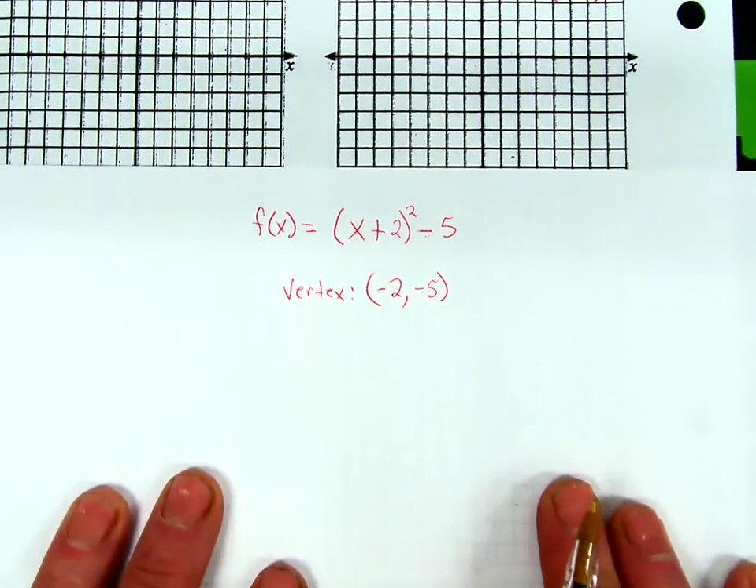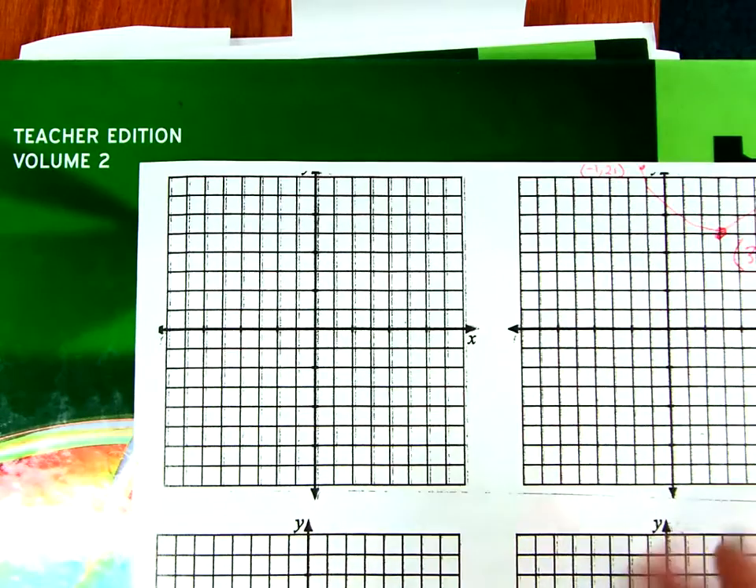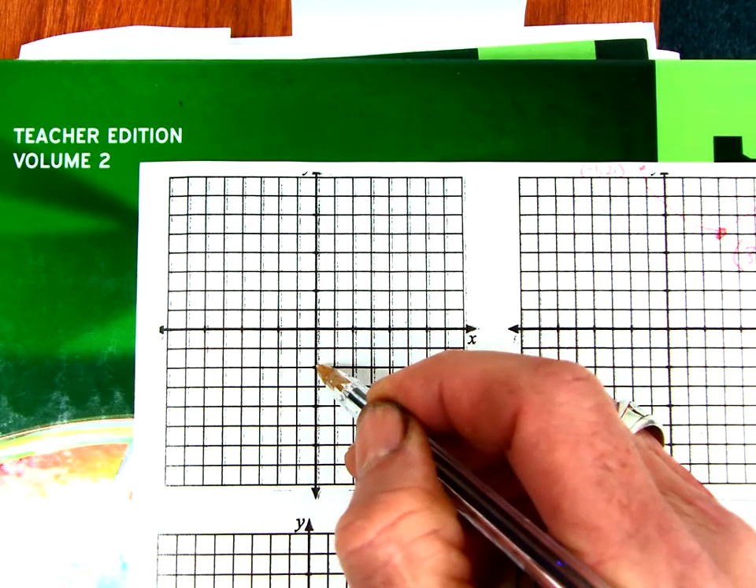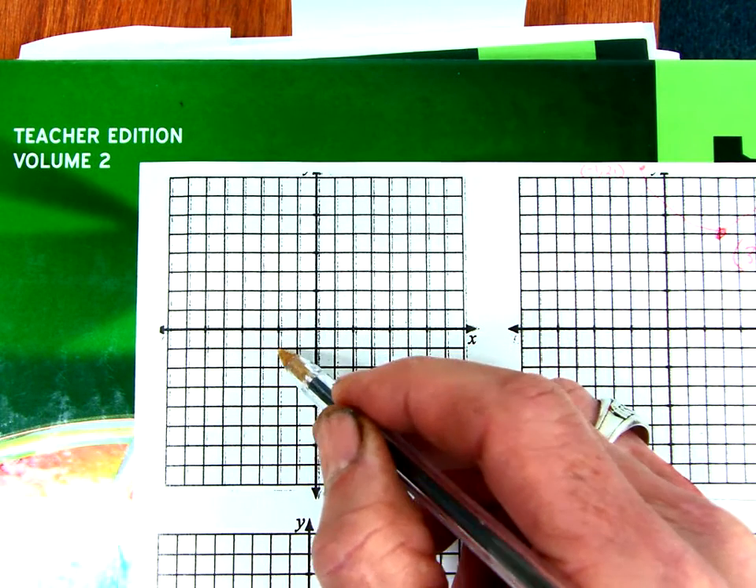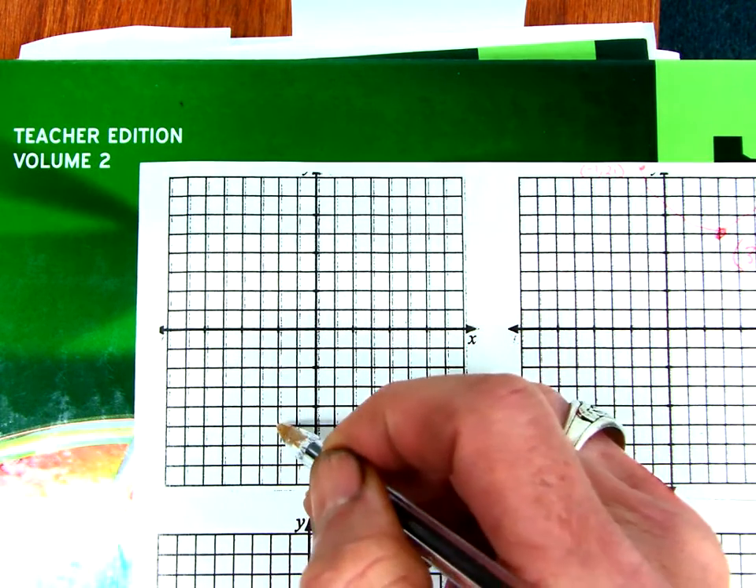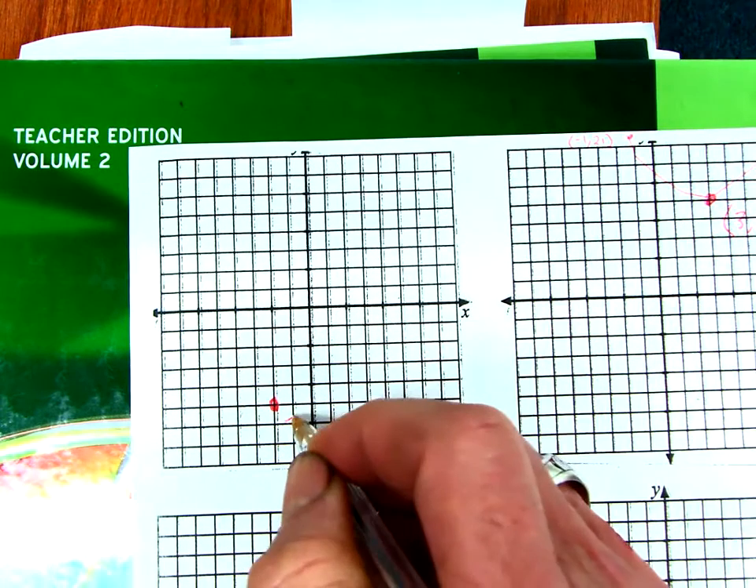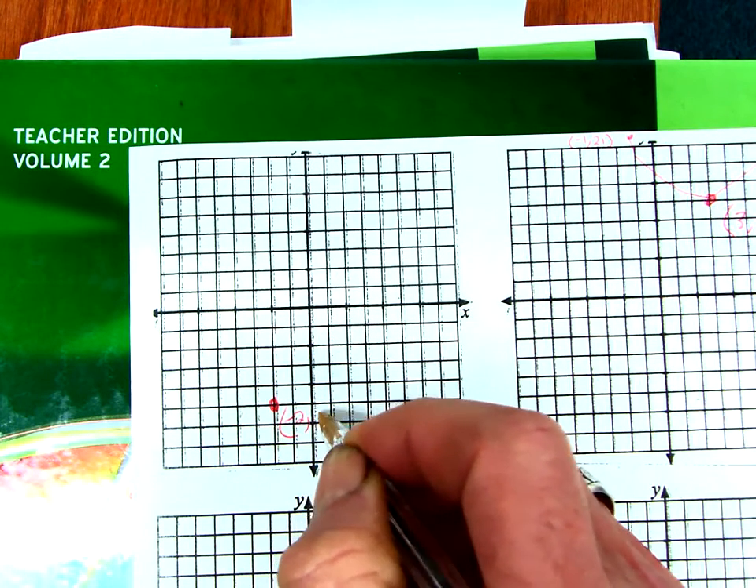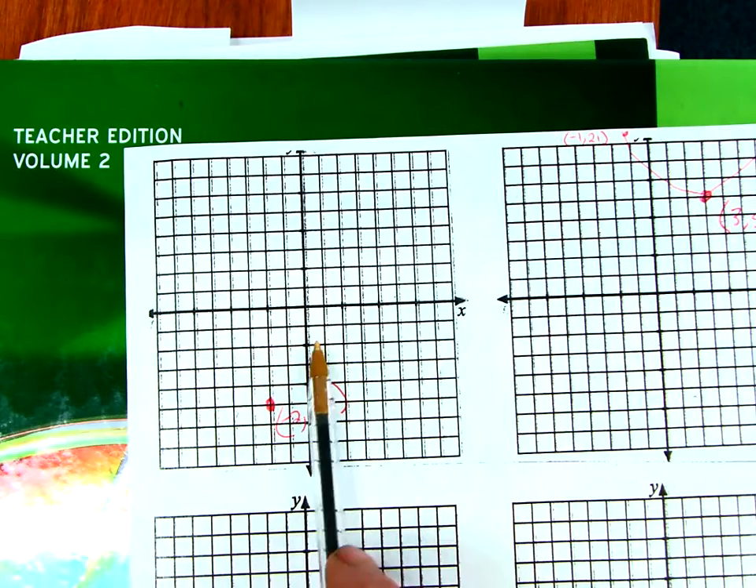So there's my vertex. I can go plot it. -2, -5. 1, 2, 3, 4, 5. There's my vertex. -2, -5. Now I need a point to the left, a point to the right.